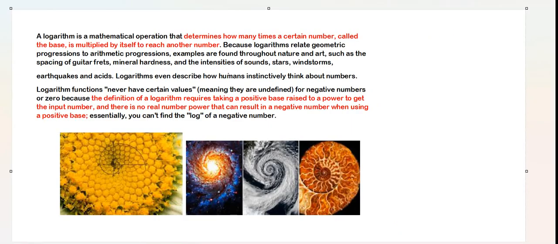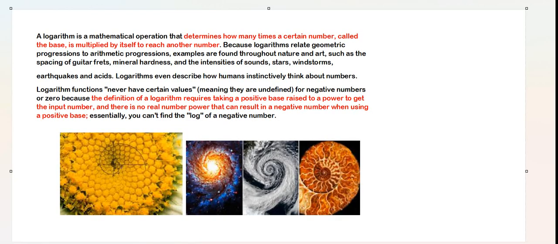Anyway, here's just a little bit that I printed out for you on your notes about logarithms. They relate to geometric progressions or patterns, and because they are like patterns, there can be many examples found in nature, in art, spacing of guitar frets, which I don't quite understand. You get into sciences, the hardness of minerals. It has to do with sounds, the stars, windstorms, all kinds of things.